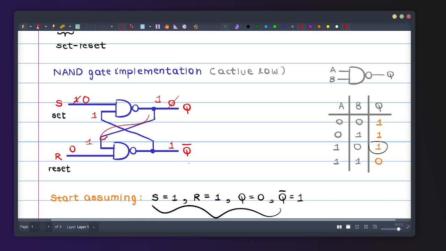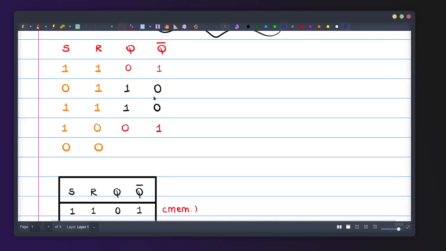Yes, we have, but it's not theoretically correct. Q and Q complement are always supposed to be the opposites of each other, right? If Q is 1, Q complement cannot be 1. That's theoretically not possible. So this state is achievable, but it's not regarded as a valid state. So the final state when both S and R are 0 is that the circuit reaches this invalid state where both Q and Q complement are 1.